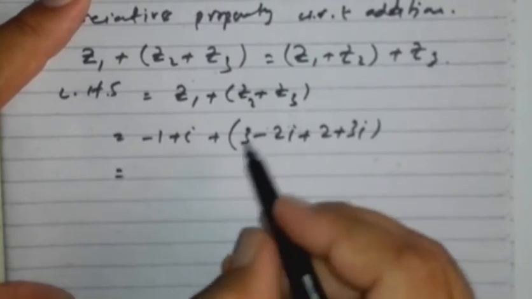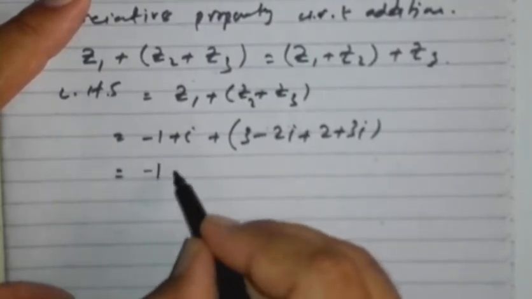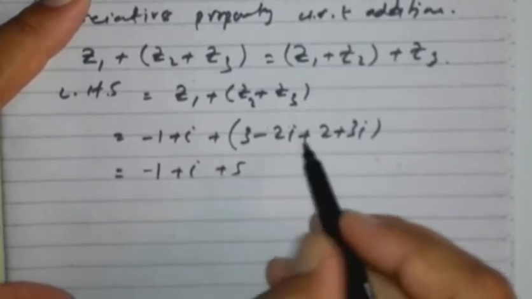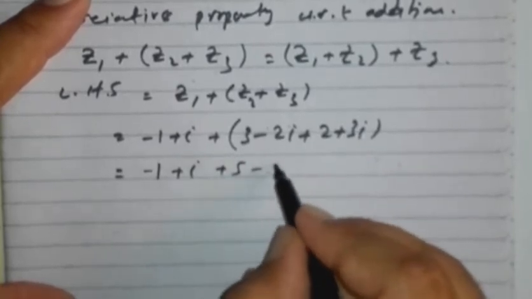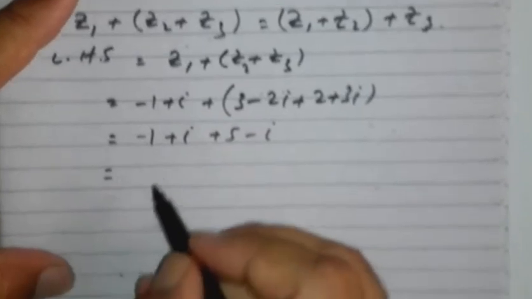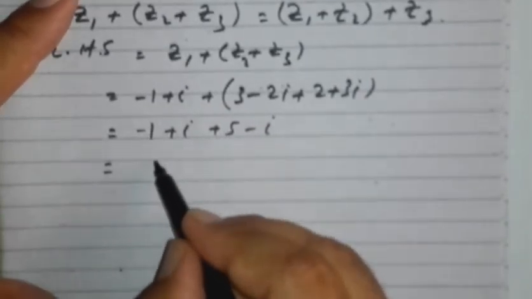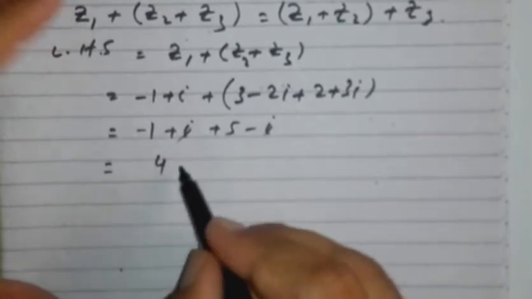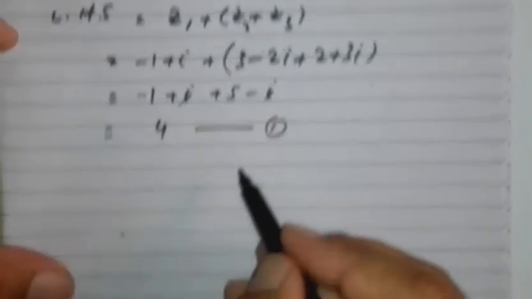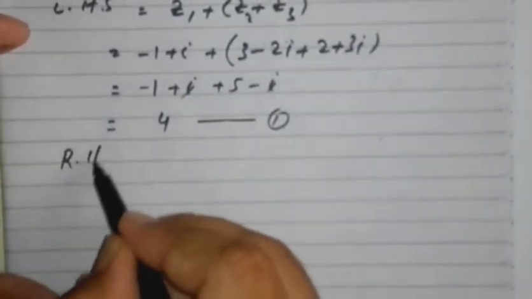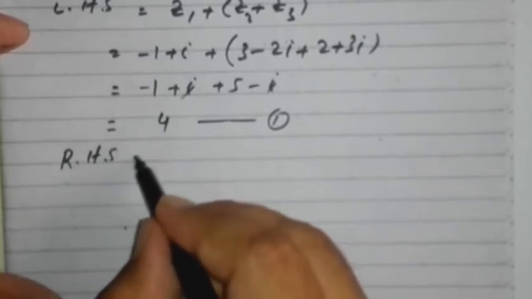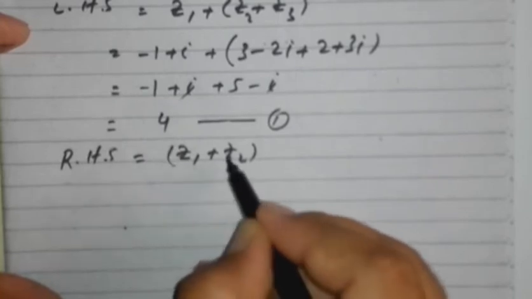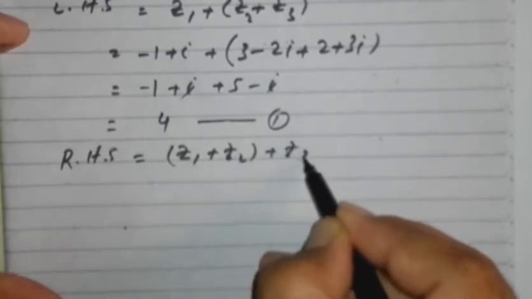Now look, here we get minus 1 plus iota. 3 plus 2 we get 5, and 3 iota minus 2 iota we get iota. Now look, 5 minus 1 we get 4, and iota cancels with iota. Equation 1. Now taking right hand side, which is equal to (Z1 plus Z2) plus Z3.